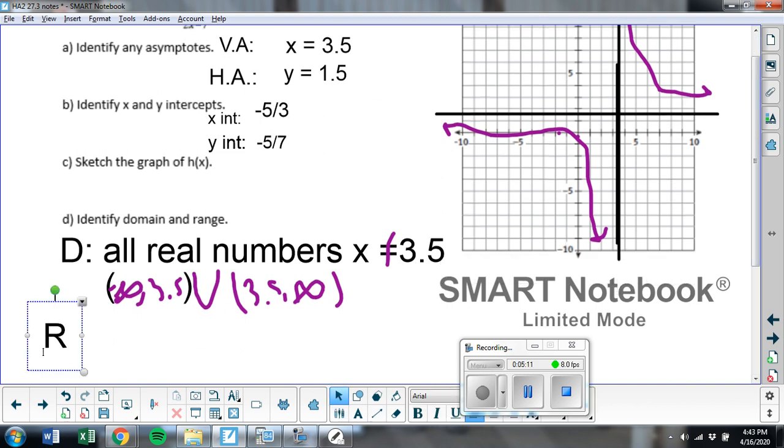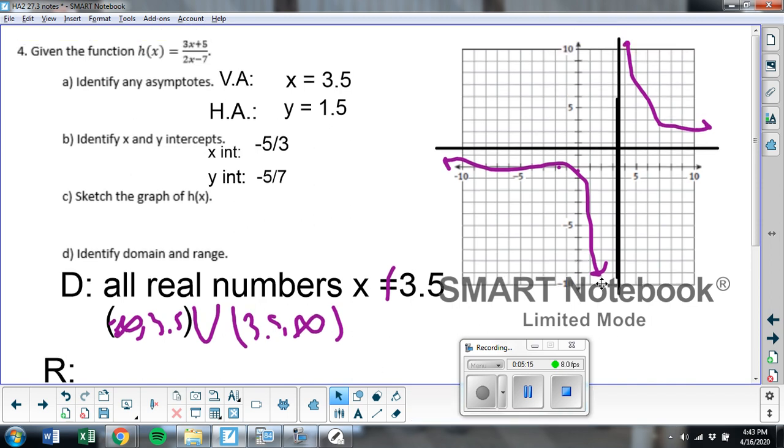Let's talk about the range. What are the y values we can have? Well, it's going down forever. It's going up. Oh, we don't have a value there. And then after that, it's going to keep going up. So this value is the only one we can't have. So it's going to look similar to your domain.